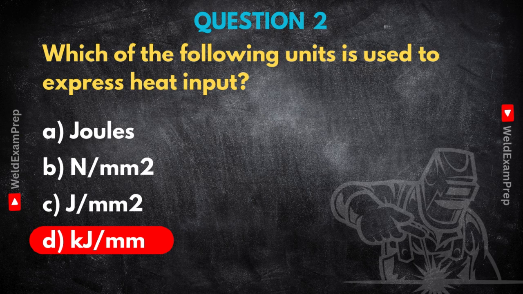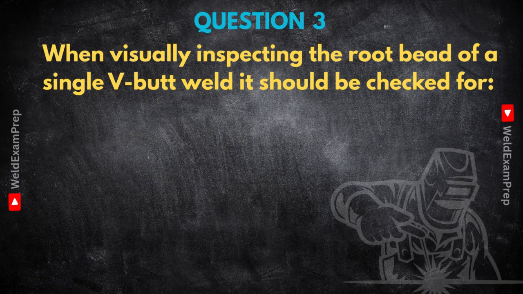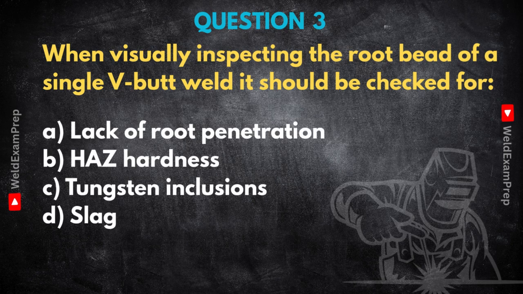Okay, so from that microscopic level, let's zoom back out to what you can actually see. The first line of defense, usually. Visual inspection of a root bead. All right, question 3. When visually inspecting the root bead of a single V-butt weld, it should be checked for. Options: A, lack of root penetration. B, HAZ hardness. C, tungsten inclusions. D, slag.